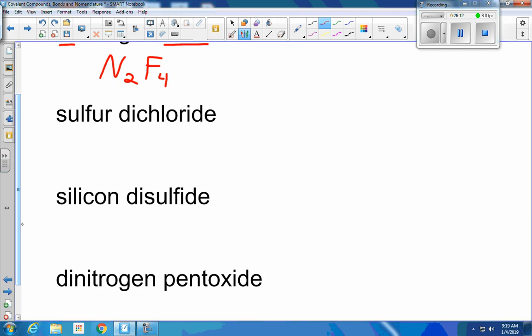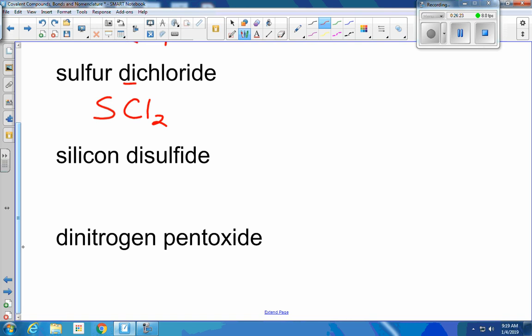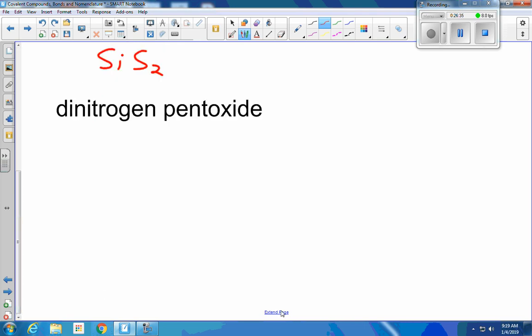Here I have sulfur. Now one of those. We don't use one as a subscript. But I have dichloride. So how many chlorides do I have? 2. Here, silicon. I only have one of those. But I have disulfide. So I have 2. Here I have dinitrogen. N2. Pentoxide. 5.